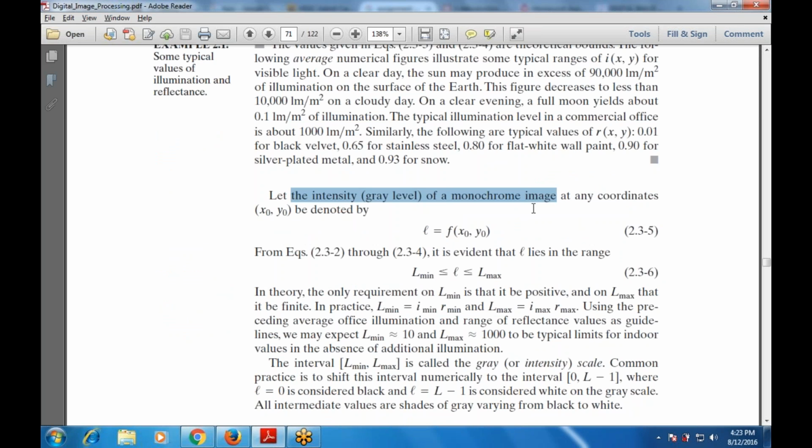And let the intensity of the monochrome image at any coordinate be denoted by this. And this is a range that goes from the minimum to the maximum.